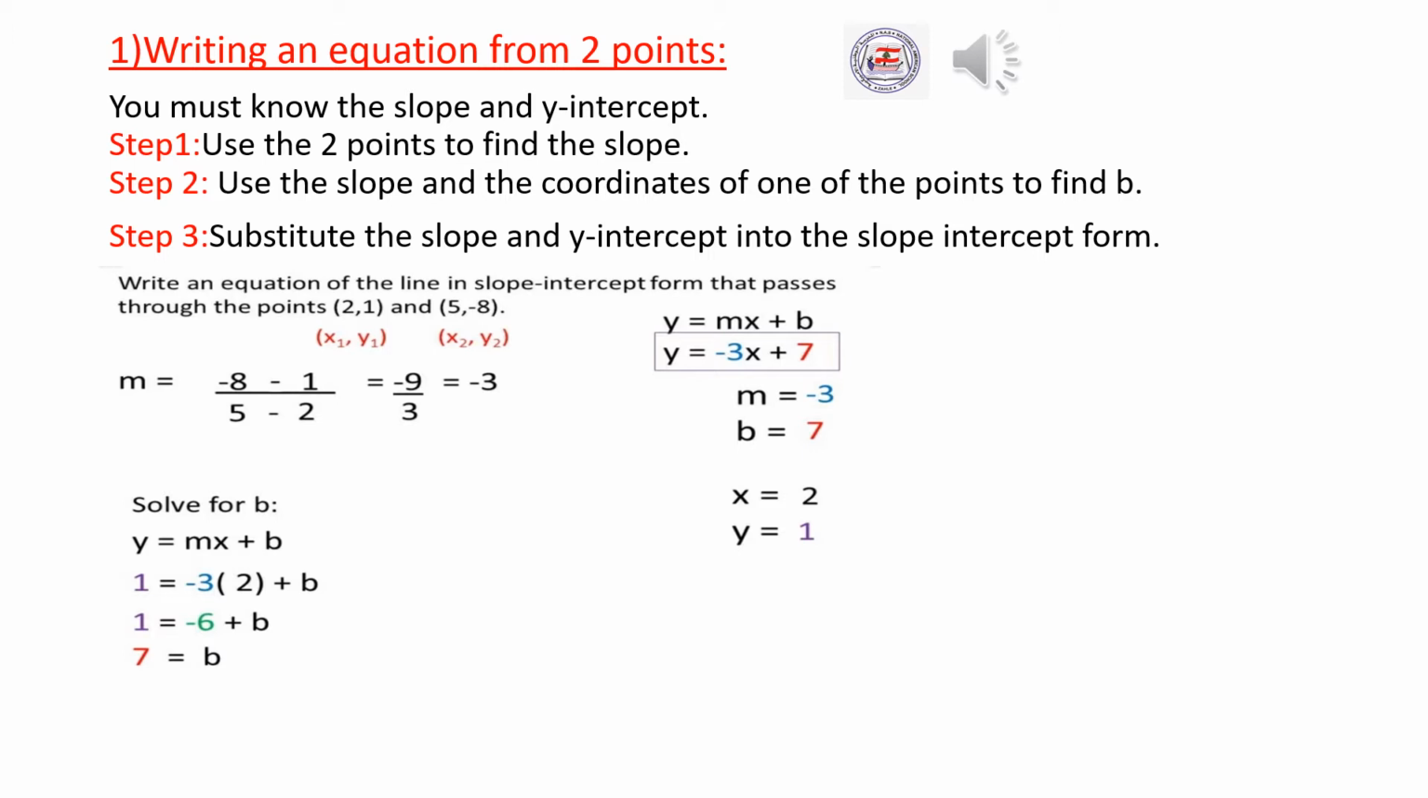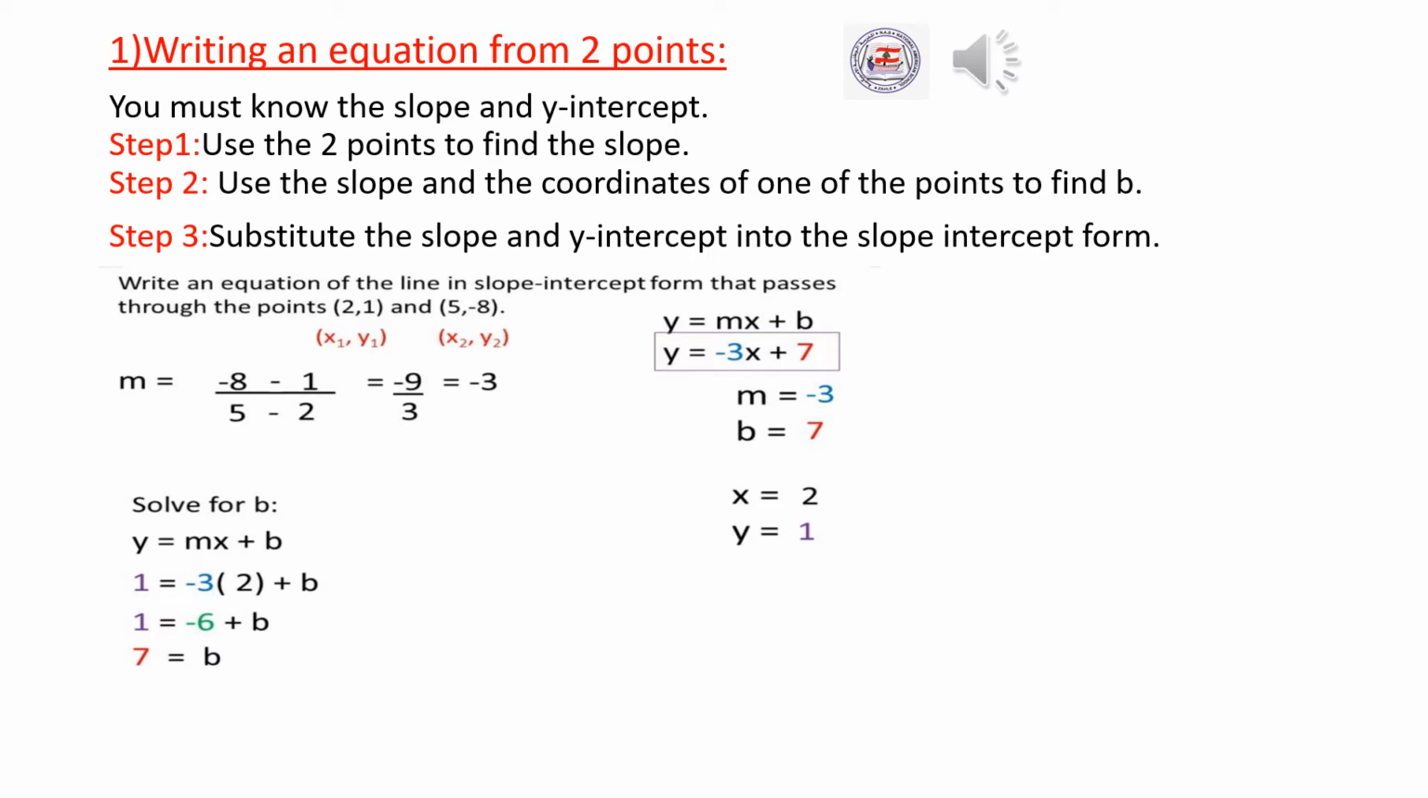So the first step, use the 2 points to find the slope. Step 2, use the slope and the coordinates of one of the points to find b. Step 3, substitute the slope and y-intercept into the slope-intercept form.